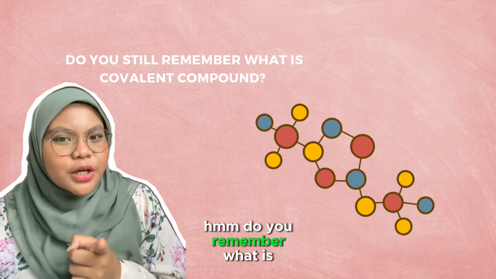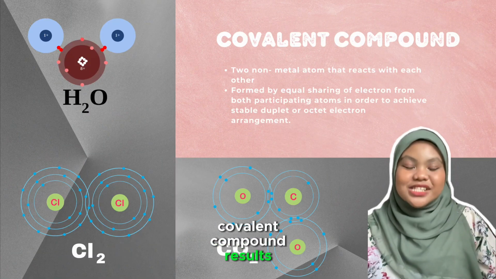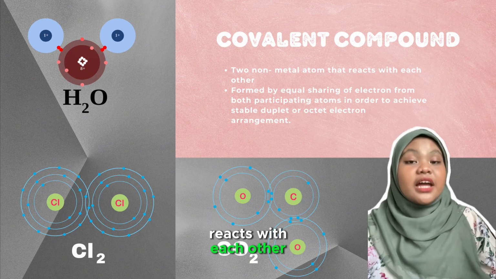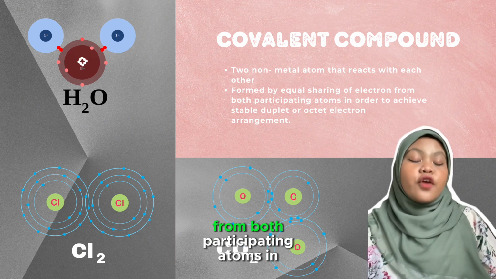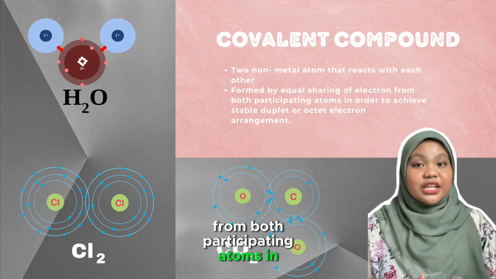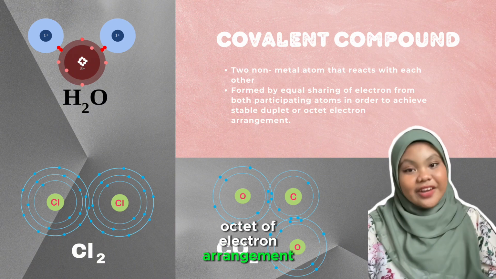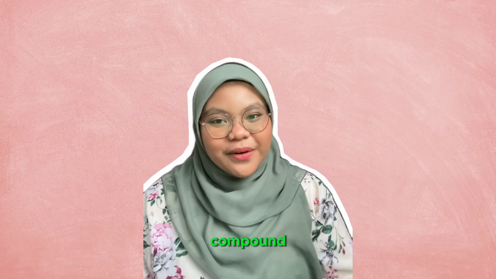Do you remember what is covalent compound? Covalent compound results from two nonmetal atoms that react with each other. The bond is formed by equal sharing of electrons from both participating atoms in order to achieve stable doublet or stable octet electron arrangement. Oh, I know what is covalent compound now.